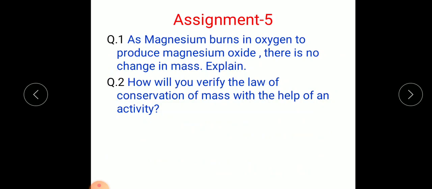Now, assignment for today, assignment number 5. Question number 1: as magnesium burns in oxygen to produce magnesium oxide, there is no change in mass. Explain it. And question number 2: how will you verify the law of conservation of mass with the help of an activity? The activity we have just seen. You need to explain it briefly, stating the reagents, procedure, and conclusion.